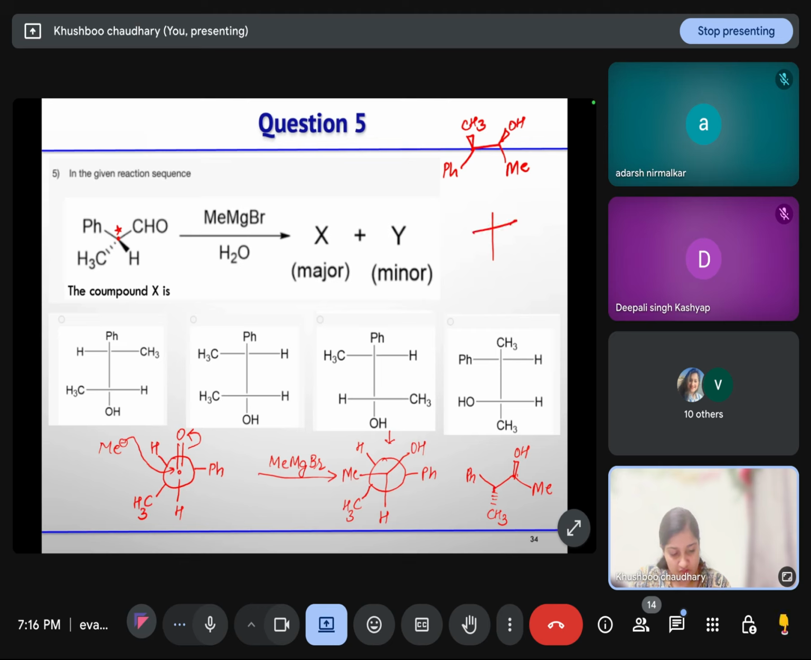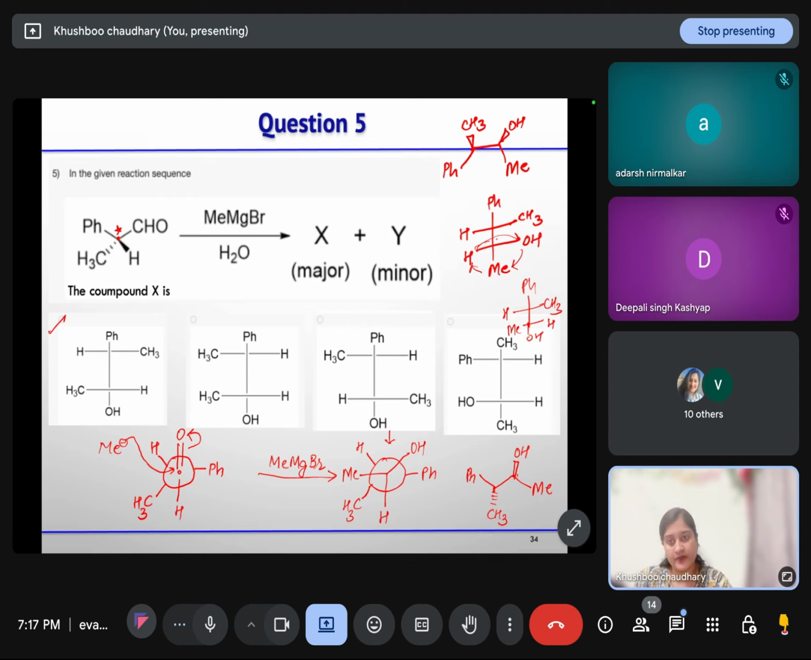So if we draw the Fisher projection, this is phenyl, methyl, H, this is methyl, this is OH, and this is H. Now they want OH at this position, so we can rotate. OH will go here, this will go here, and this will come to this side. So you will get H, methyl, methyl, H, and OH. So the correct option is option A. Clear?